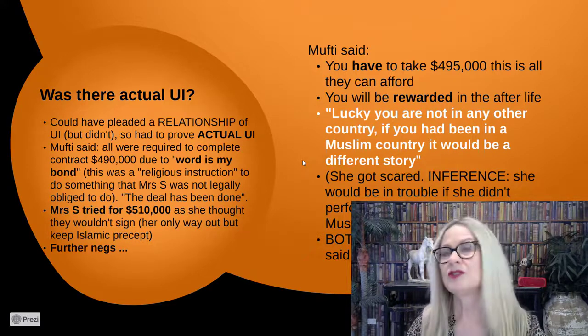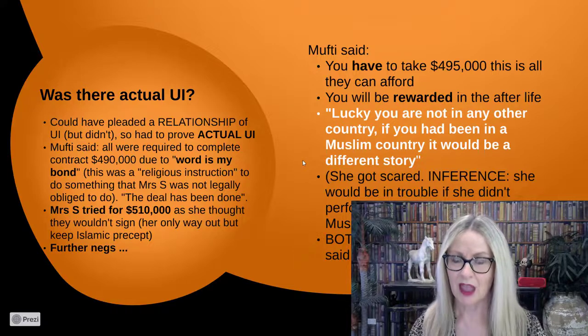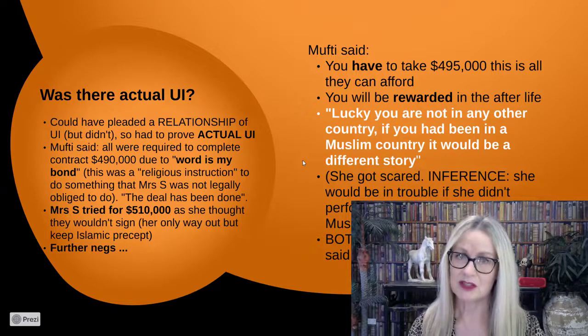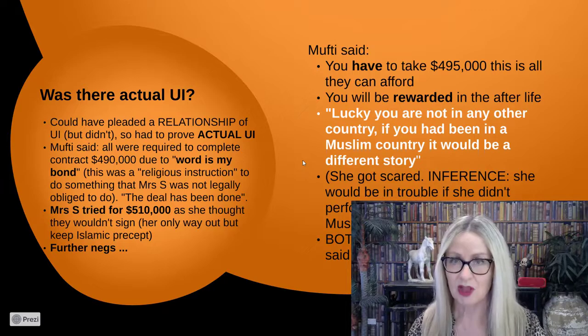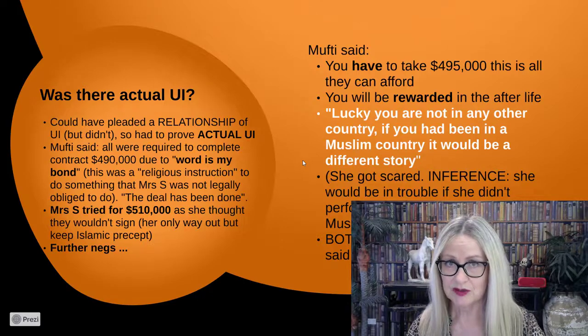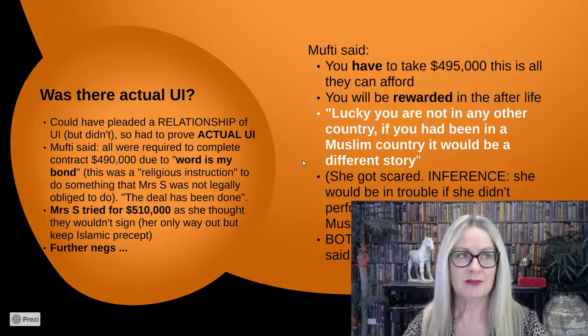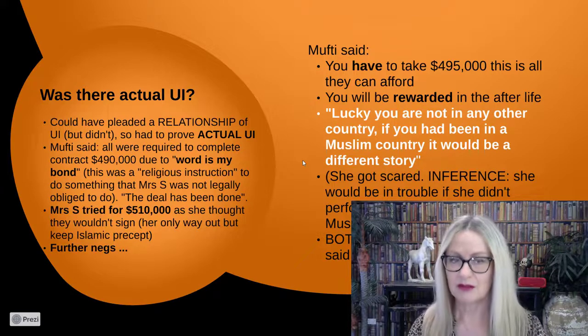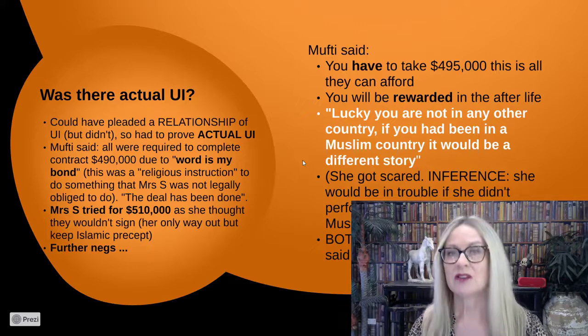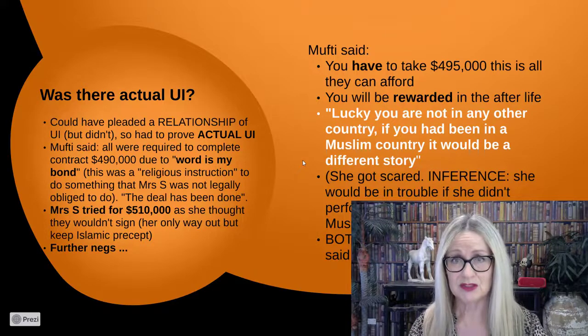There then ensued some further negotiations at this meeting, and then the husband and wife said, well, we can come up to $495,000. At that point, the Mufti said, you have to take $495,000 because that's all that the husband and wife can afford. And then you see some kind of otherworldly inducements being thrown Mrs. Sadiq's way, kind of like the carrot before the stick. So the Mufti said, well, you'll be rewarded in the afterlife if you go through with this deal. And this was what a good adherent of the religion would do.